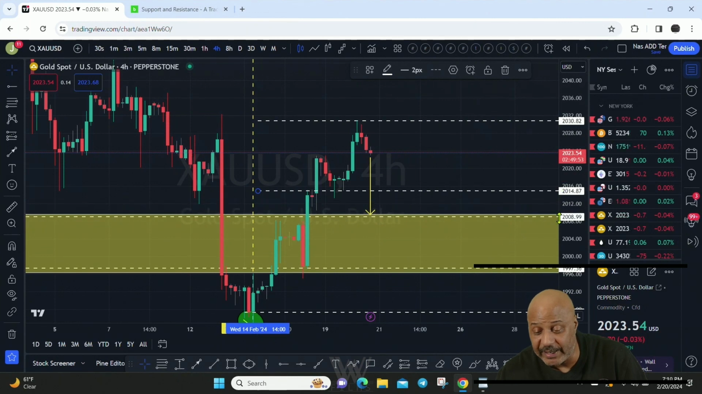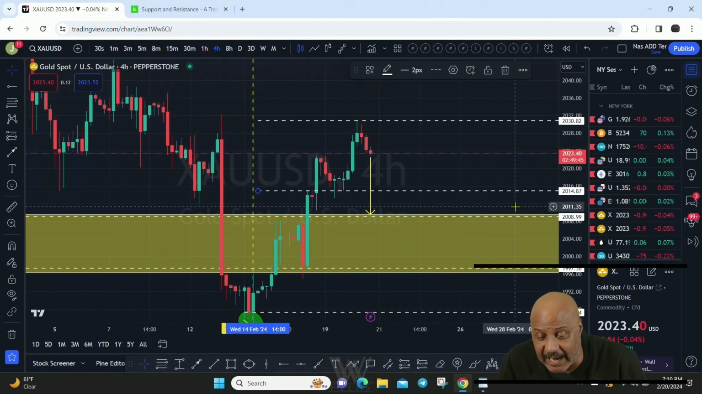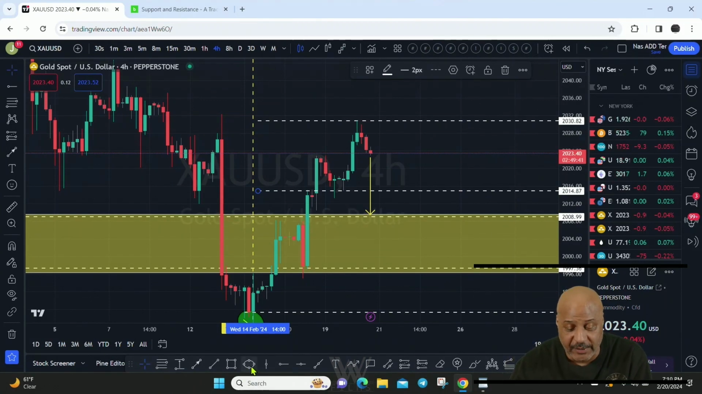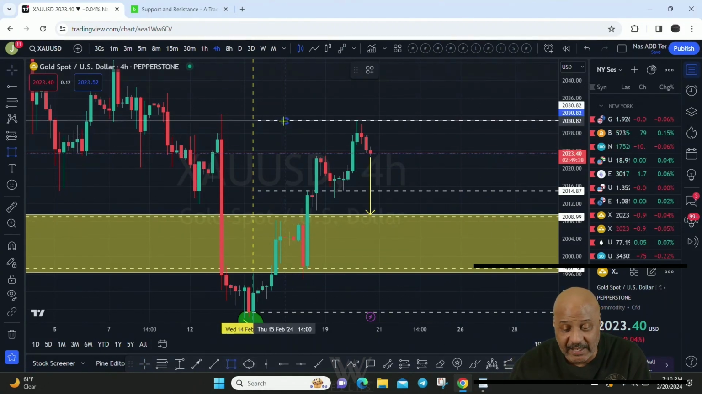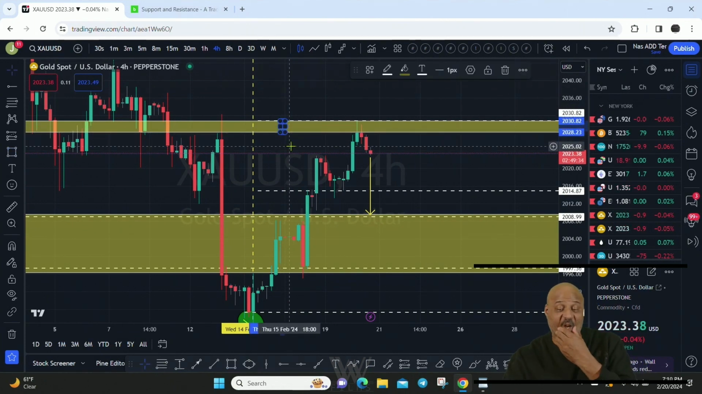This zone here is 2030 to 2014. I'm sorry, 2008. That's the price of gold. So gold right now is at 2023. The high was 2030. It wicked there. So what you can do also is draw another zone, a little itty bitty zone right there, using the wicks on the body of the candle.